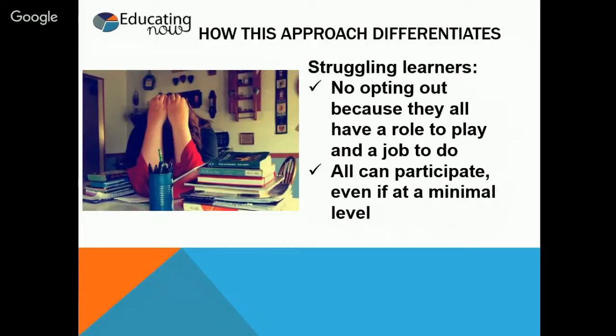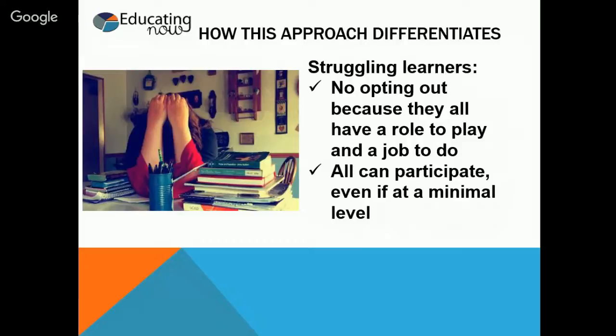They can't opt out also because they all have a role to play. They have a job, and each person in the group is responsible for each other's learning. So their peers don't let them opt out because they know that I'm going to come around and ask that person to explain the solution. And when they can't, I let the group know, sorry, you haven't done your job.